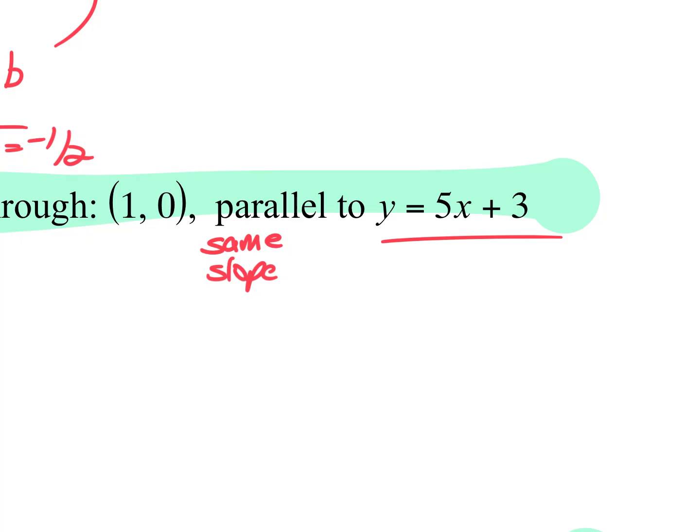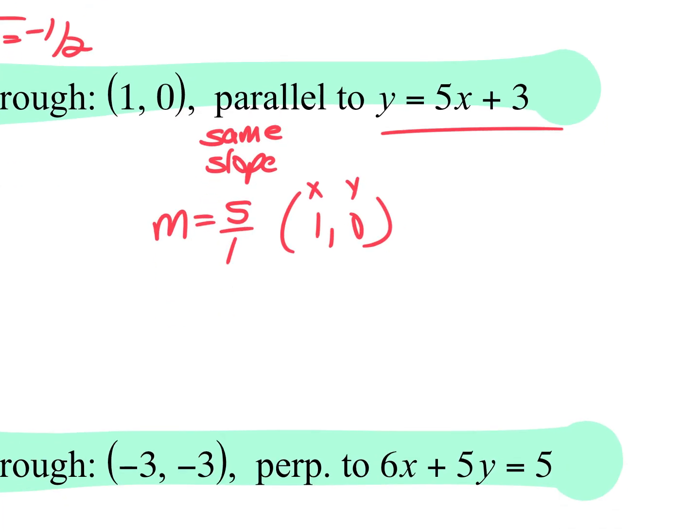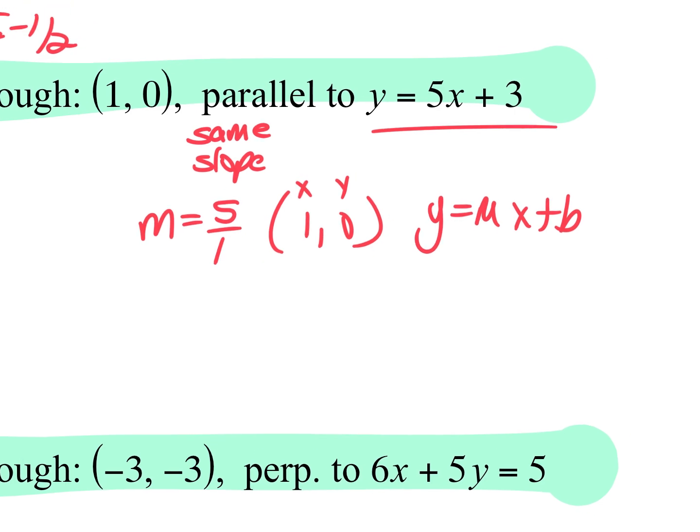What's the slope that they want me to use? 5 over 1. Good. What's the point that they want me to use? 1 comma 0. So I have y equals mx plus b. Nick, do this. What do I plug in for where? The y, 0. Perfect. 5 over 1 times 1. Perfect. So 0 equals 5 plus b.